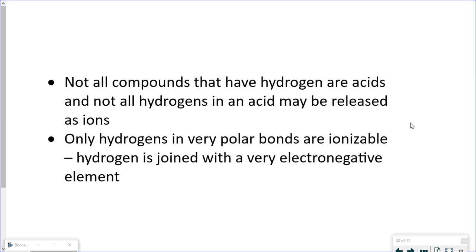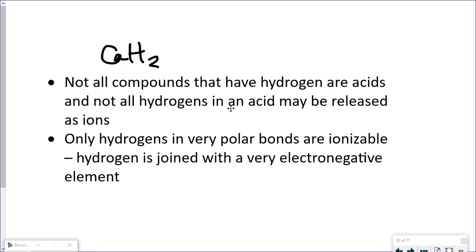Now note that not all compounds that have hydrogen are acids, and not all hydrogens in an acid can be released as ions. So we did talk about the substance must start with hydrogen. Here we have calcium hydride, which is a possibility that can form. It does not start with hydrogen, so that hydrogen is not ionizable.